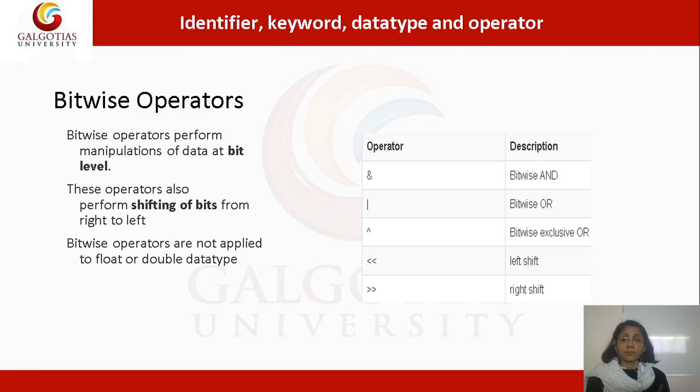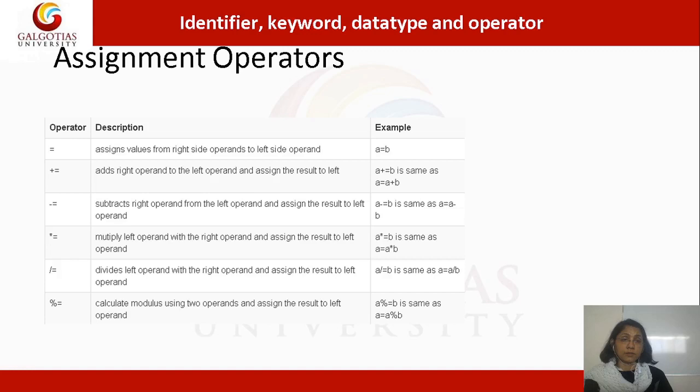Now another set of operators are bitwise operators. The bitwise operators perform manipulation on the data at bit level, so you need to have bits for performing this. These operators also perform shifting of bits from right to left, and bitwise operators are not applied to floating point or double data. The operators used in this category are bitwise AND, bitwise OR, bitwise exclusive OR, left shift and right shift.